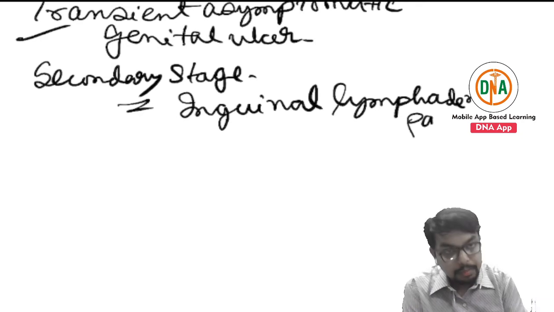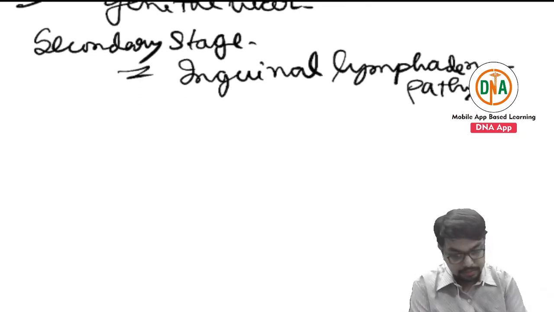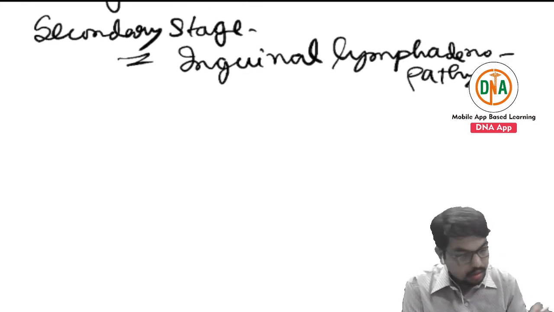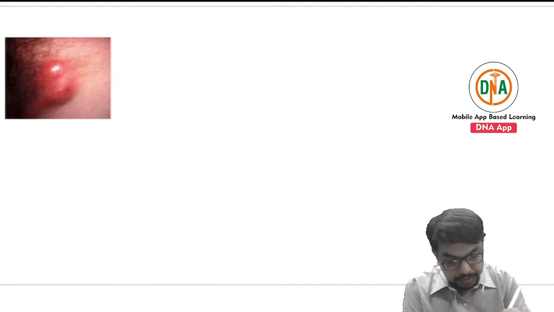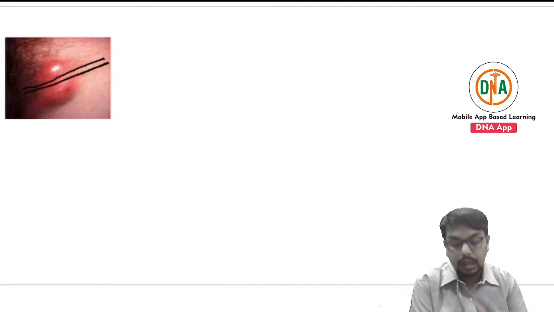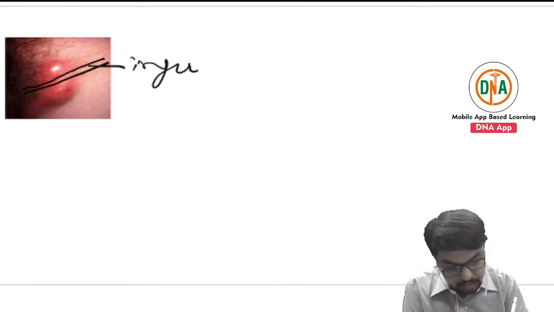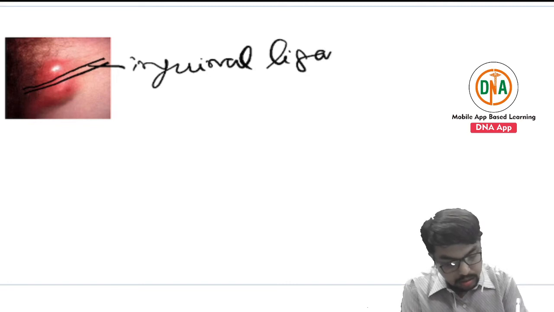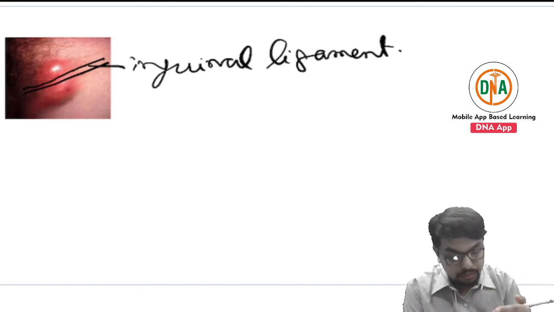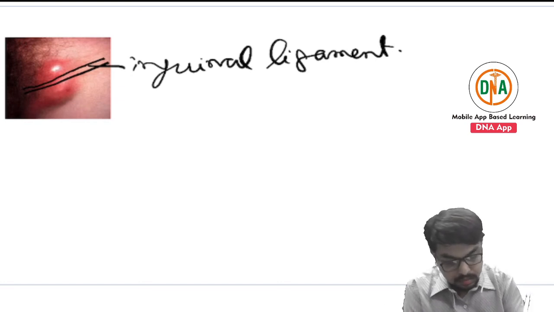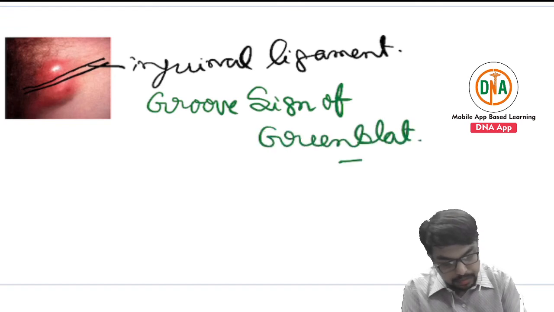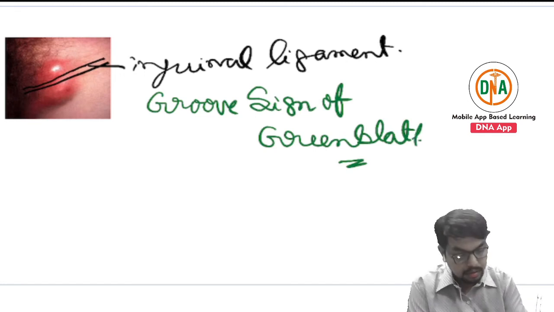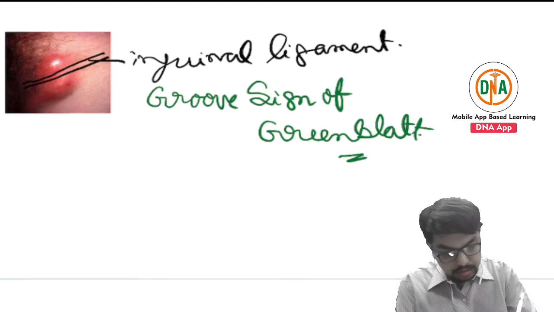Now, see the nature of inguinal lymphadenopathy. There is lymph node involvement above and below the inguinal ligament. This is the inguinal ligament, and we get enlarged lymph nodes above and below it, and this is known as groove sign of Greenblatt. Next, what we get is the tertiary stage.